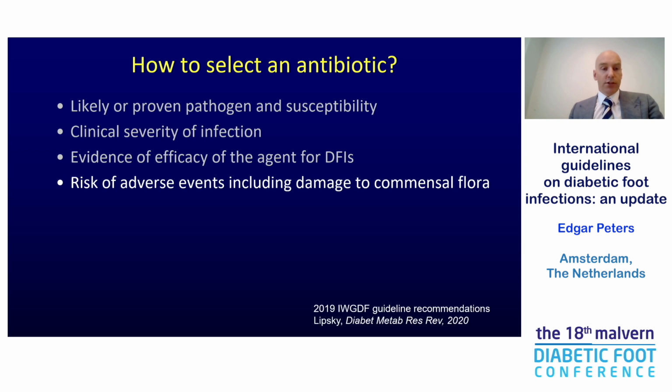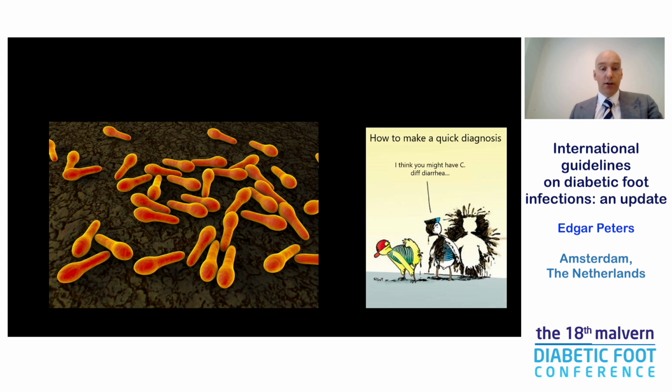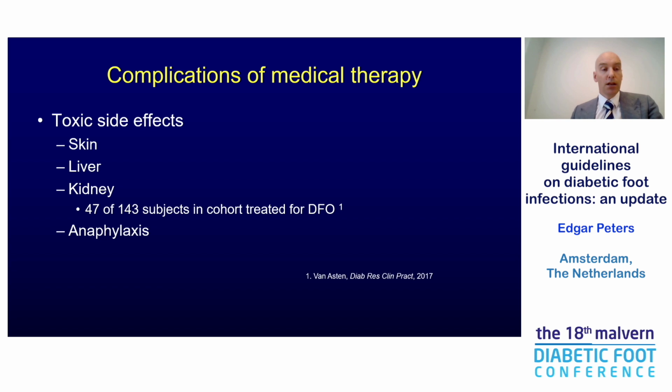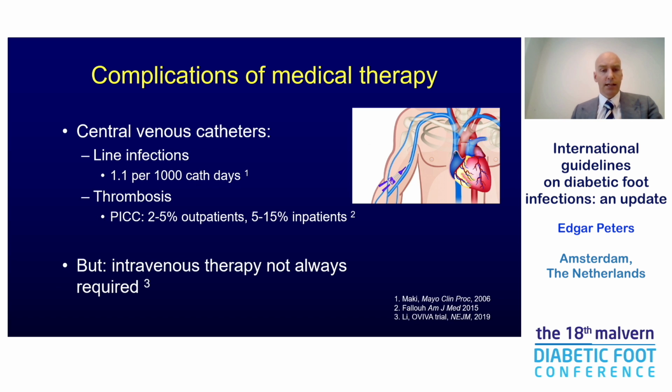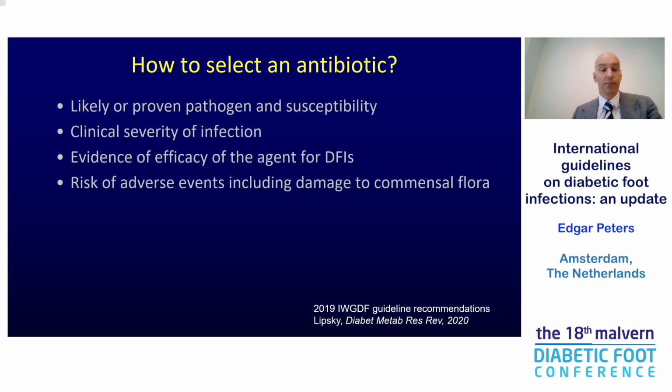So you can look at the risk of adverse events as well, including damage to the commensal flora. If you speak about damage to the commensal flora, the most important thing that I think of is C. diff. It's important to prevent C. diff in patients. But there are also other toxic side effects: skin, liver, acute kidney injury, and anaphylaxis. And in case of IV therapy, that can be central venous catheter complications, line infections, thrombosis. But as I mentioned earlier, intravenous therapy is probably not always required.